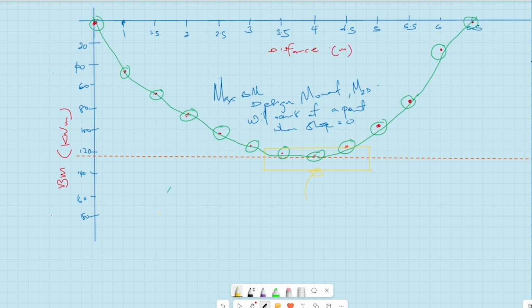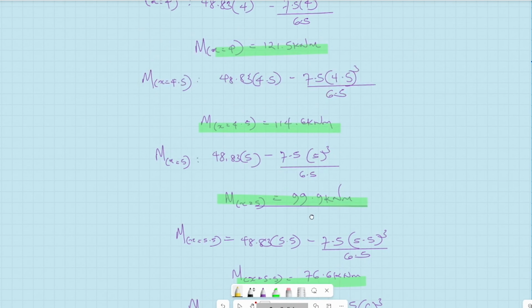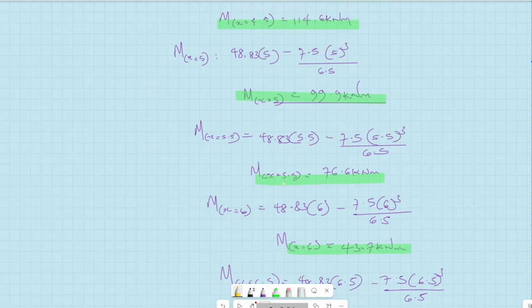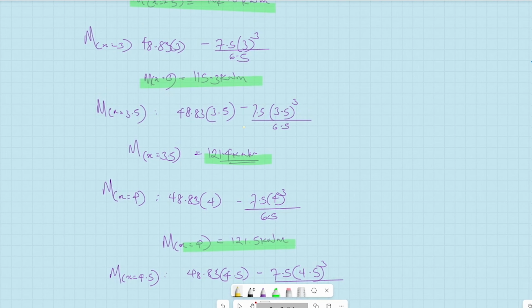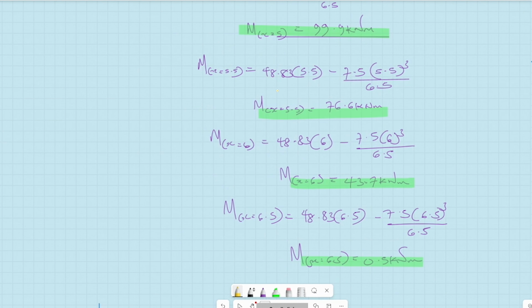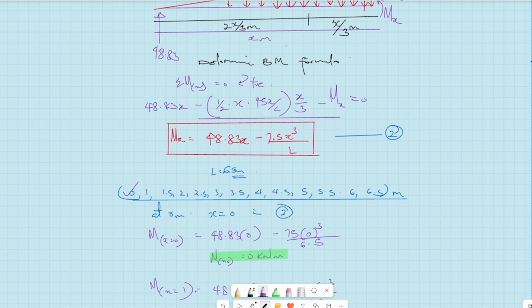So what we're going to do, you should know that we can get that mathematically. Although you can look through all the values here and just pick the largest value, we need to be precise. Whatever we get will still be close to the highest moments around here, but for precision's sake, let's derive that mathematically. So our maximum bending moment will occur where the slope is 0. So now let's remember our moment formula from here. Mx is equal to 48.83x minus 7.5x raised to power 3. So now let's get the slope of this equation.